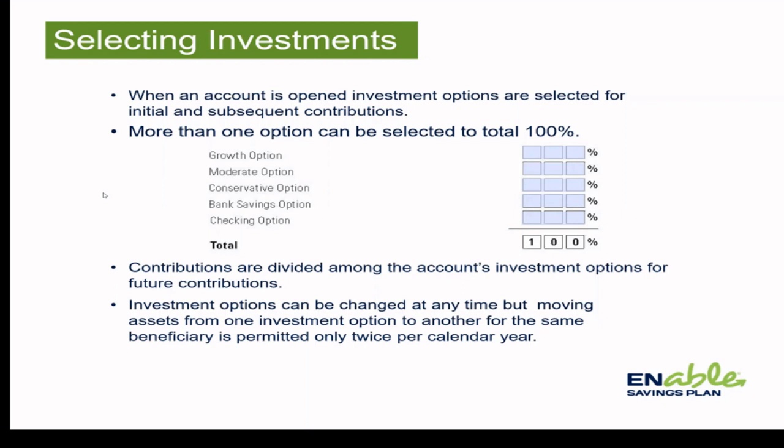So maybe you open the account and you're not quite sure what you want to do. So you just put it all into savings. And then maybe like 6 months later, you change your mind and decide you want to do it a little bit differently. You can contact our customer service or look at our website and you can change those options. And you can do that up to twice per calendar year.